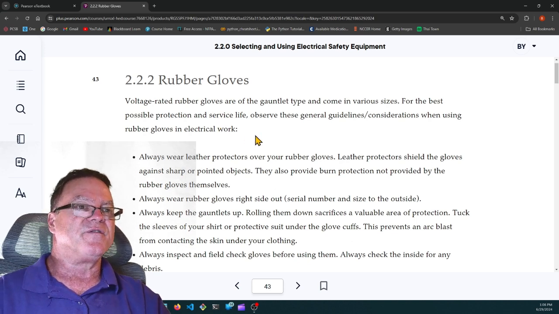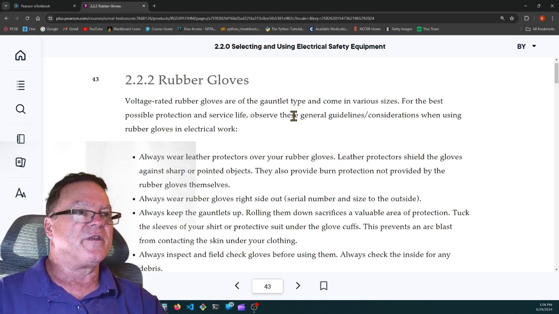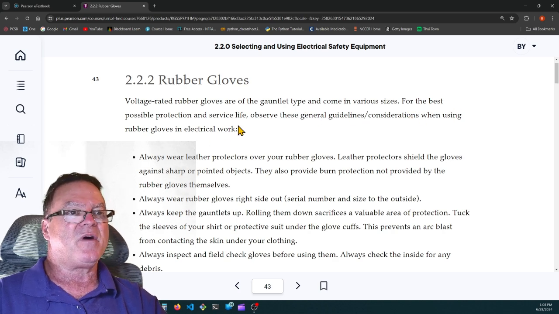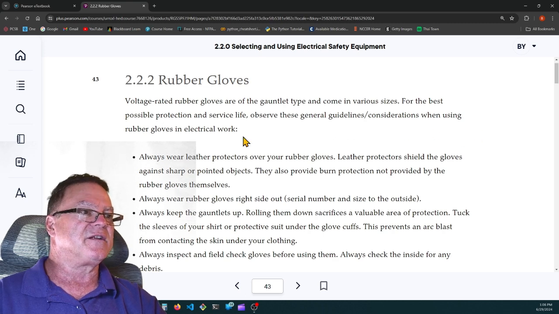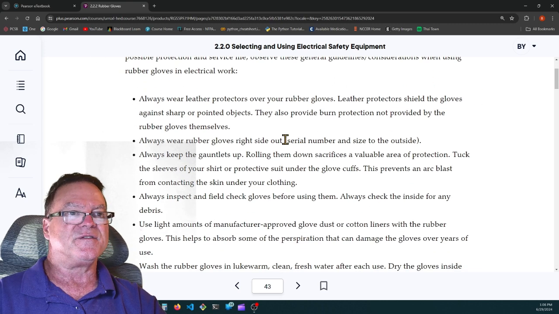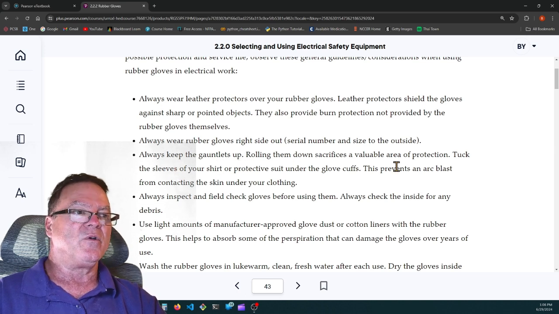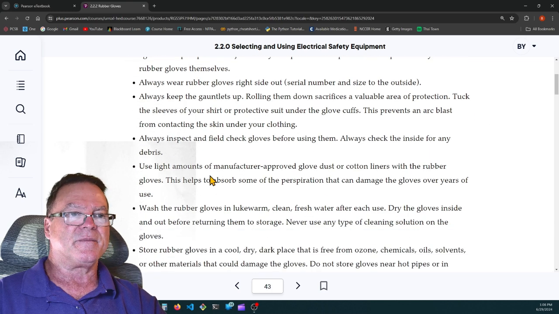2.2.2 Rubber gloves. Voltage rated rubber gloves are the gauntlet type and come in various sizes. For the best possible protection and service life, observe these general considerations when using rubber gloves. Always wear leather protectors over your rubber gloves. Always wear rubber gloves right side out. Always keep the gauntlets up. Rolling them down sacrifices a valuable area of protection.